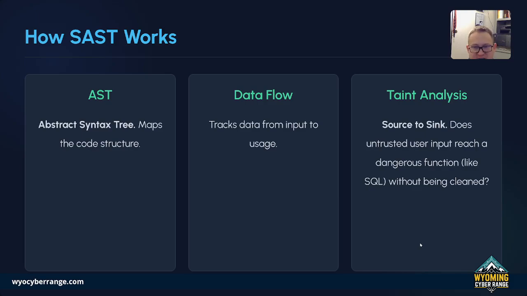Then we take it to the data flow, where we're going to track the data as it moves through variables. And then finally, we're going to do a taint analysis, which traces all untrusted user input, the source, to see if it can reach maybe a dangerous function, like a SQL query. Did we clean it first? Did we validate the user input? If not, well, that's going to be a big no-no, and that's what's going to be found in SAST.